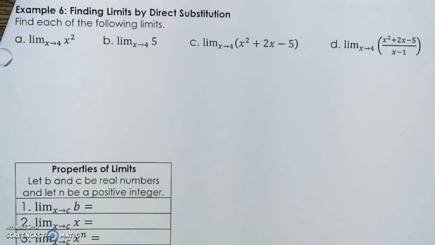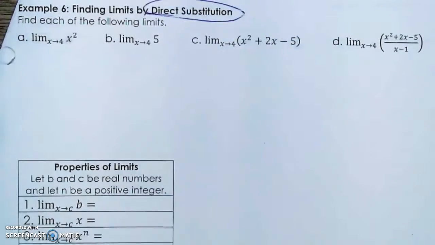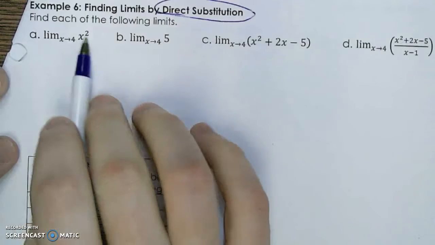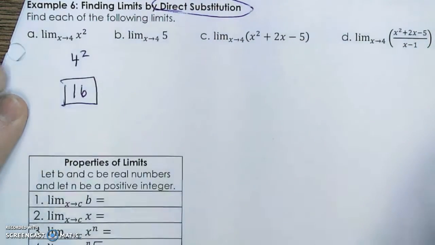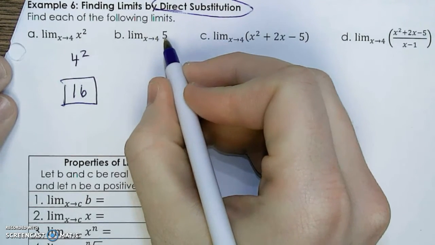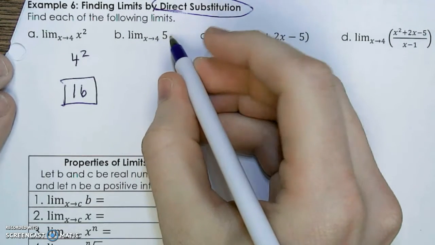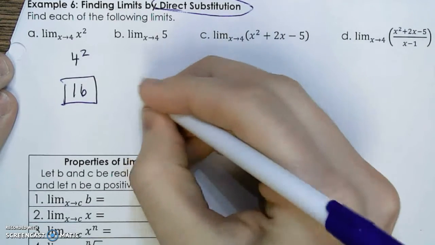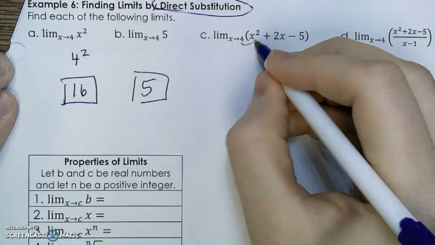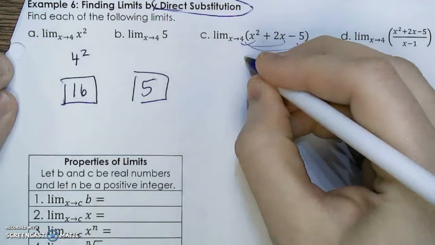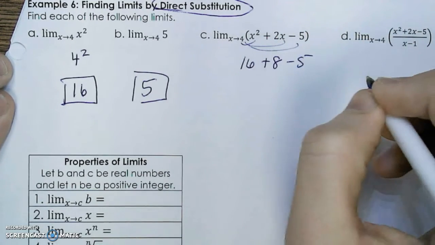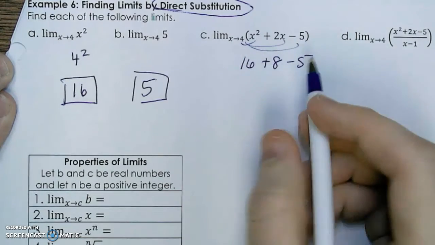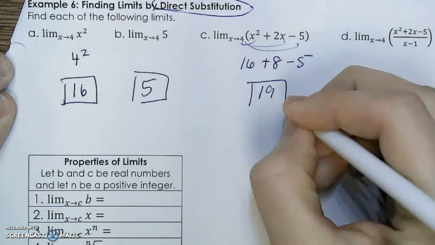In example 6, we're finding limits by direct substitution. Direct substitution, in other words, is just plug it in. So if I plug in 4 here, I've got 4 squared, the limit is 16. If I plug in 4 here, there's no input variable, so the answer is just 5. If I plug in 4 here, I get 16 and 8 minus 5, and if we put those together, we get 19. So that's the limit.